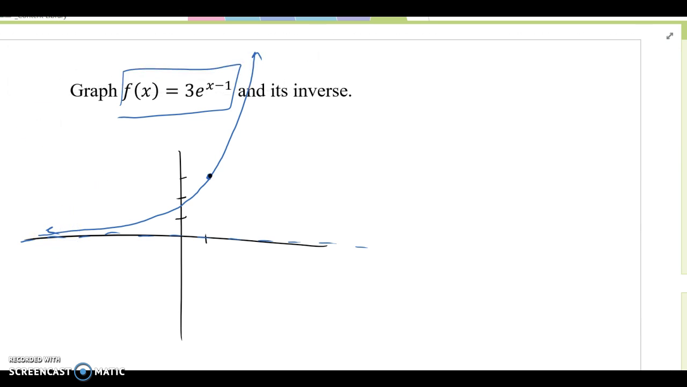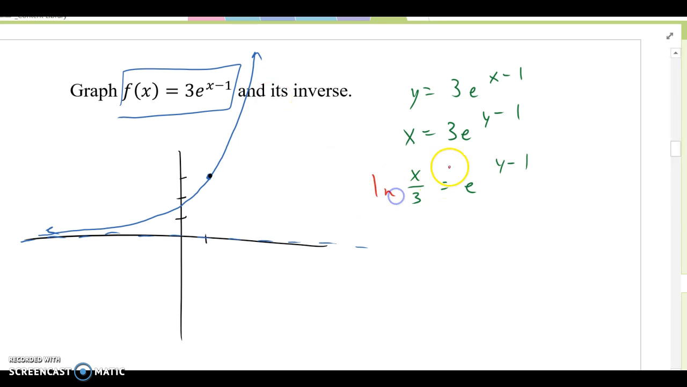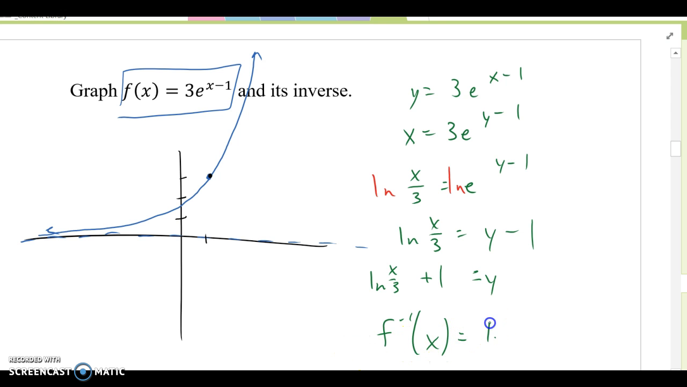And if we look at y equals 3 times e to the x minus 1, and we invert it by switching the x and the y, and we solve for the new y, we get x over 3 equals e to the y minus 1. We get rid of those exponents using logs, and we get natural log of x over 3 equals y minus 1, so y equals the natural log of x over 3 plus 1, or f inverse of x in this case, equals the natural log of x over 3 plus 1.